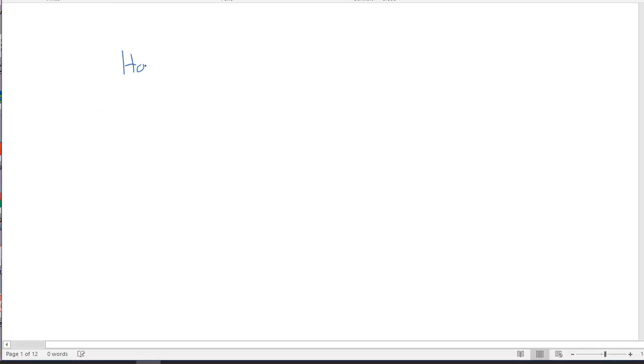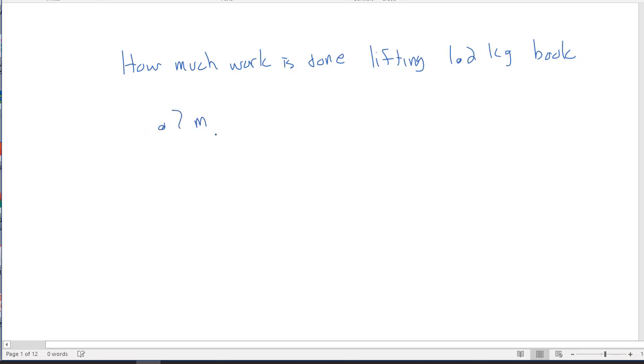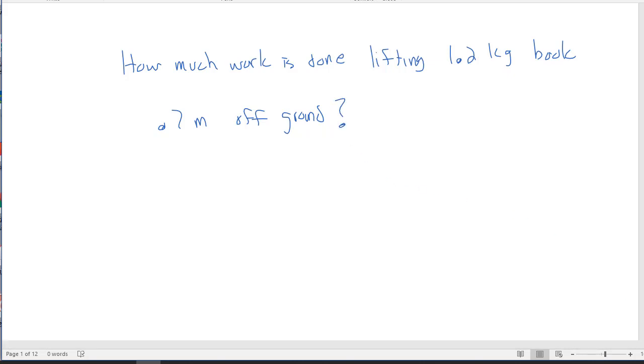All right, now let's look at an example with metric units. So in this example, let's ask the same type of question. How much work is done lifting, let's say we have a 1.2 kilogram book, and we're going to lift the book 0.7 meters off the ground. I can't spell today. So how much work is done lifting a 1.2 kilogram book off the ground?